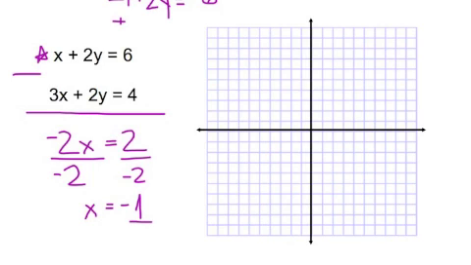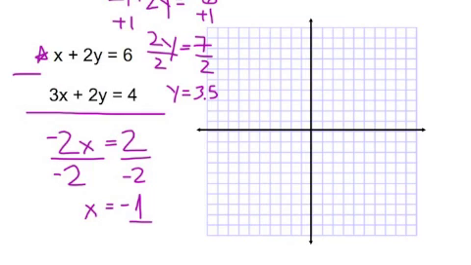I'm going to add 1 to both sides. So I get 2y is equal to 7. Dividing both sides by 2, I get y is equal to 3.5. So the intersection point between these two linear equations is at x equals negative 1 and y equals 3.5. So somewhere about there.